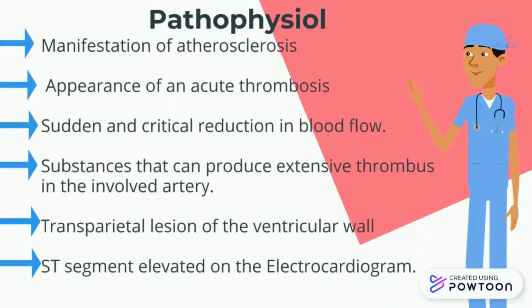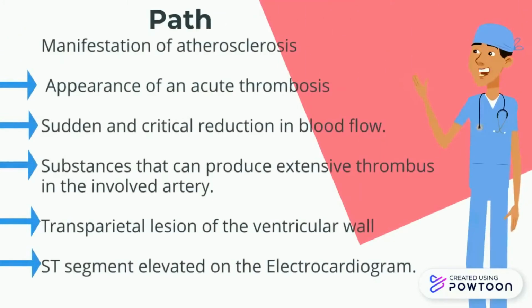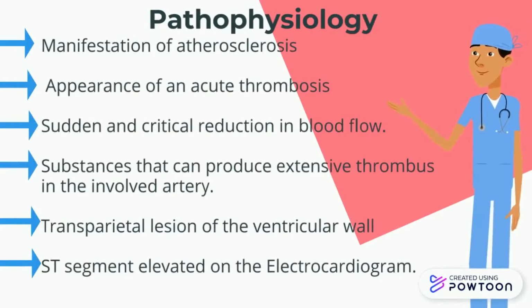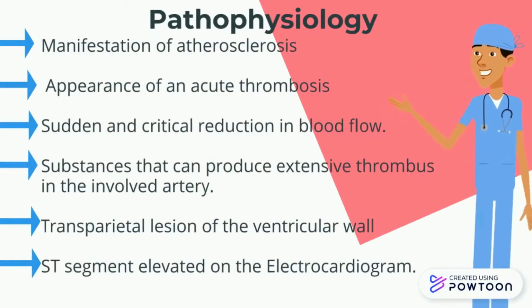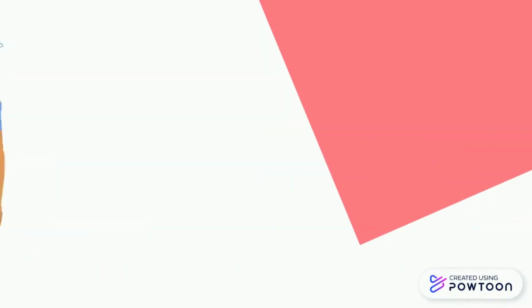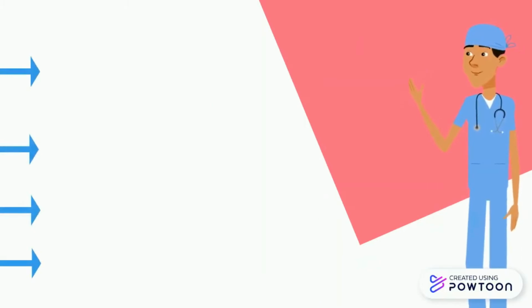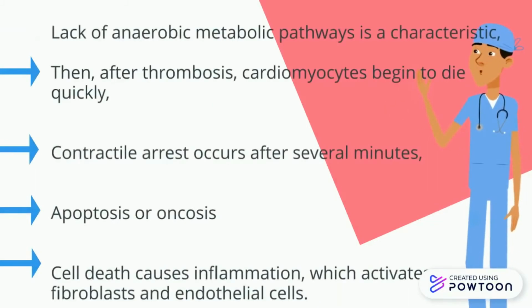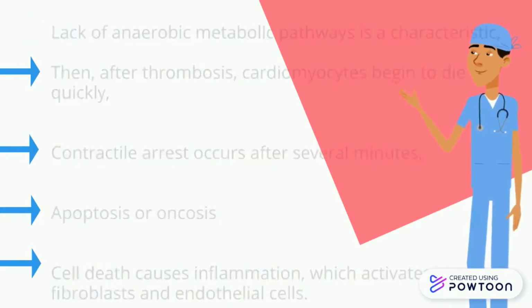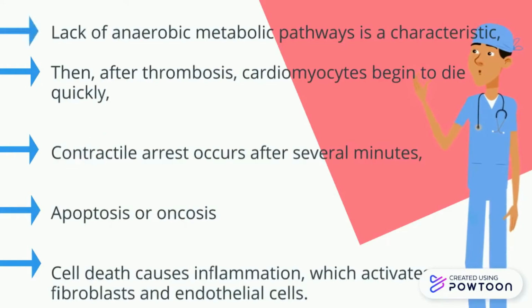Absence of aerobic reserve, acidosis, and so on. The contractile arrest occurs after several minutes. Then, the cell death initiates a wave of invasion of neutrophils and monocytes, causing acute exudative inflammation. This inflammation activates fibroblasts and endothelial cells, developing vascularized granulation tissue with the aim of tissue repair.